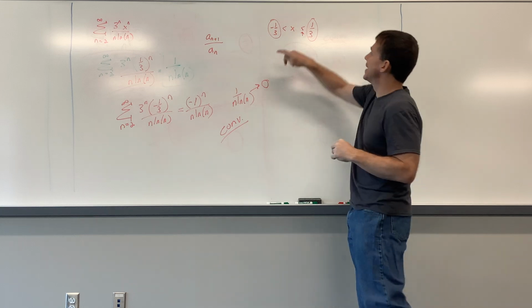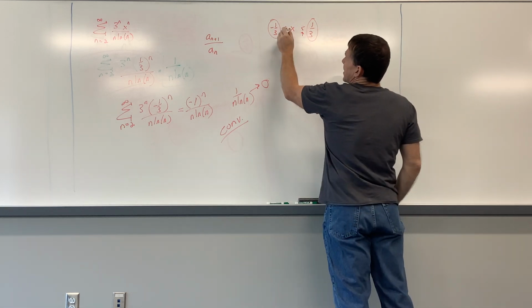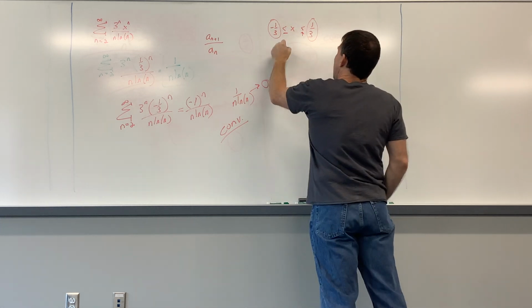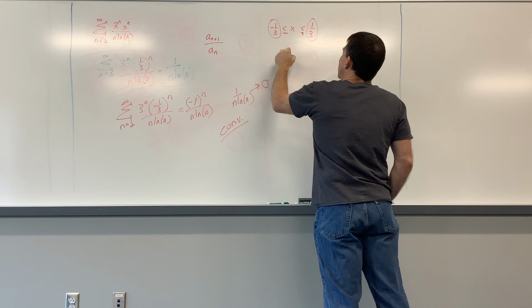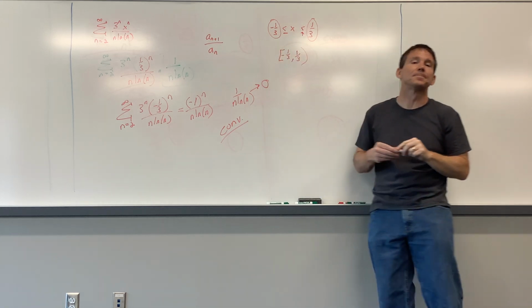What that tells me is it diverges when x is equal to 1/3. It converges when x is equal to negative 1/3. So that's my interval of convergence: negative 1/3 closed to positive 1/3 open.